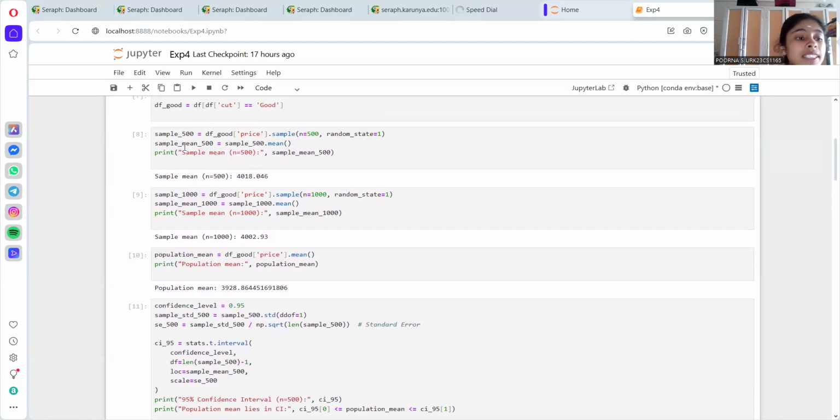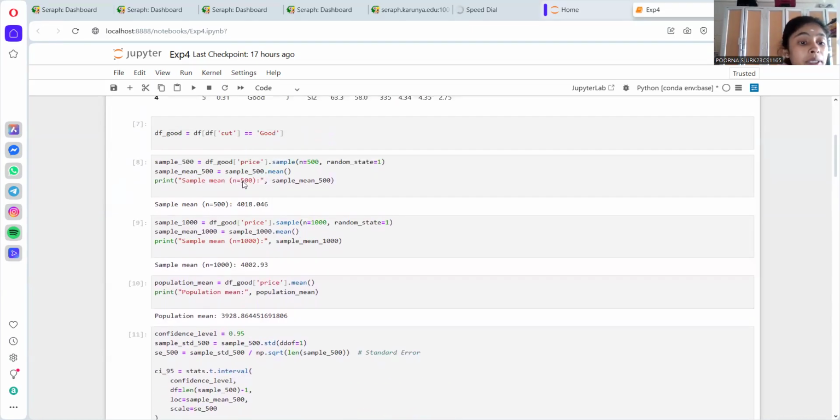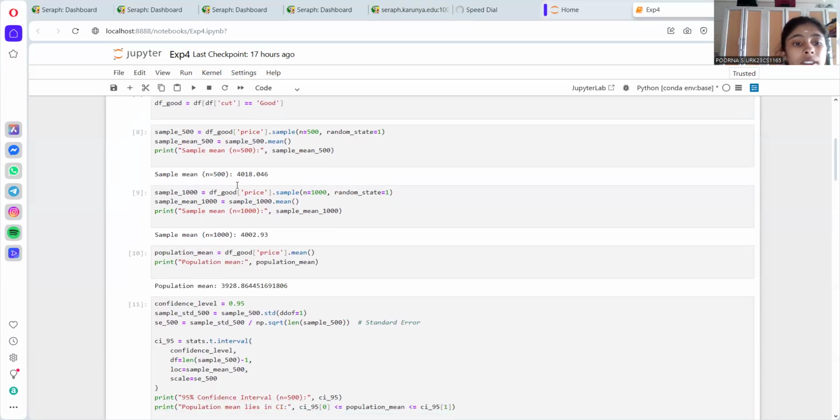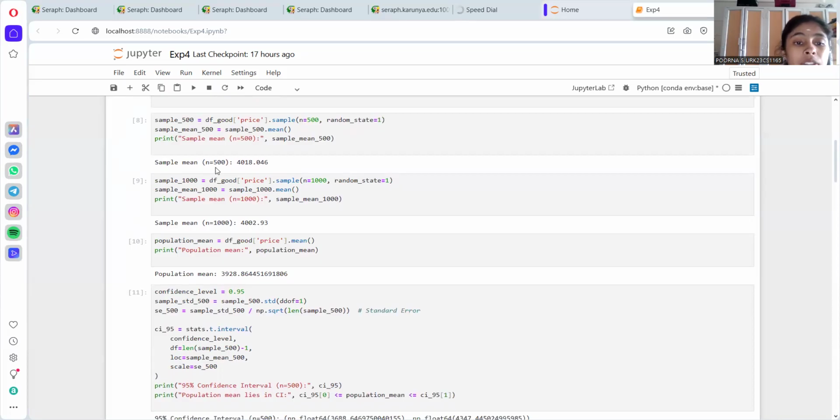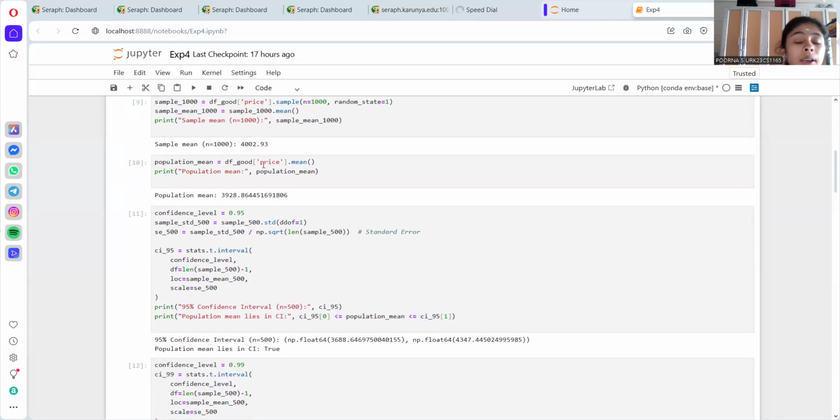Next, we want to find the sample mean for the price column, that is n equal to 500. So here we are taking the random sample size as 500 and 1000 for the filtered prices. Then we are using sample500.mean. It will print sample mean for n equal to 500 as 4018.046, and for n equal to 1000 it will print 4002.93.